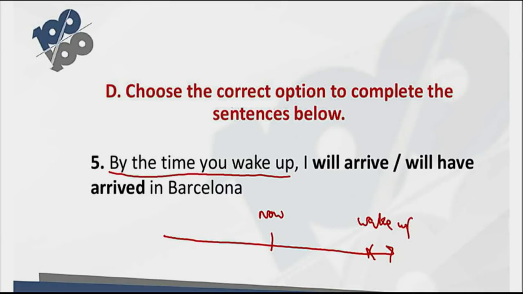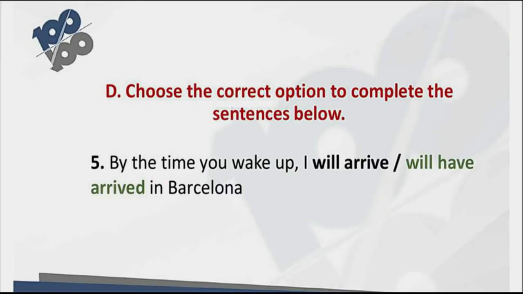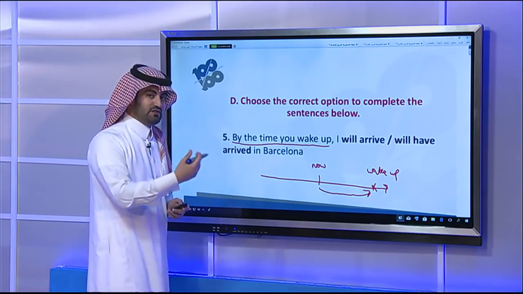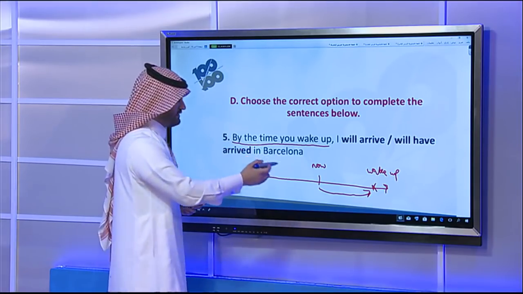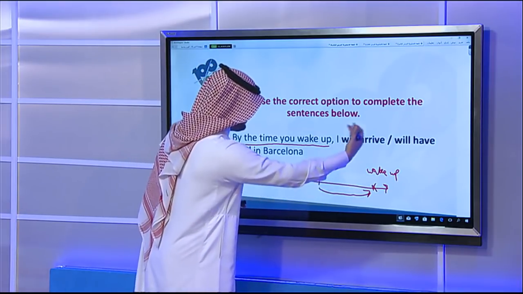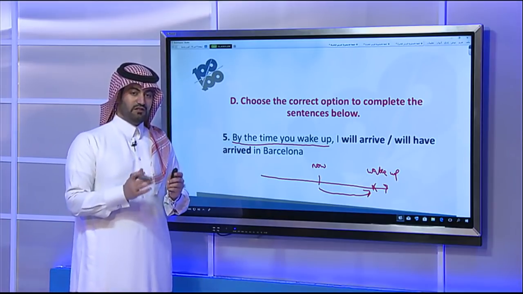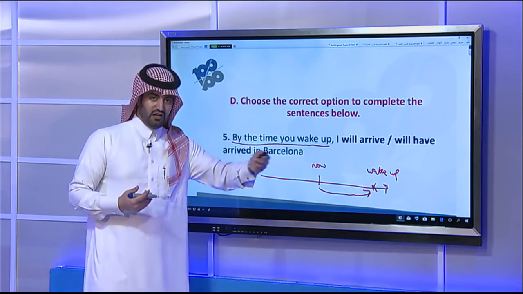Sorry for the writing. Okay. By the time you wake up, the action will be completed, which is I will have arrived to Barcelona. We use the future perfect when we talk about an action that will be completed before a specific time in the future. It's not completed yet; it will be completed before a specific point of time in the future.